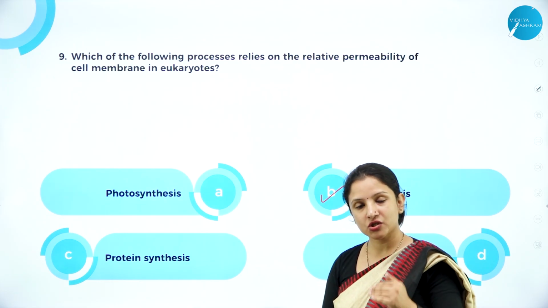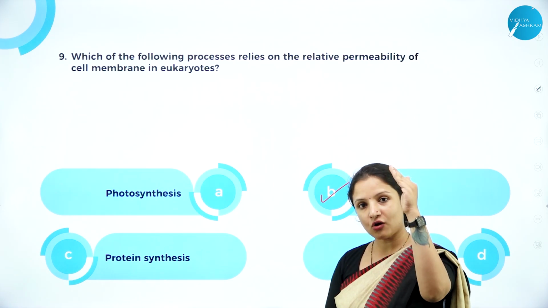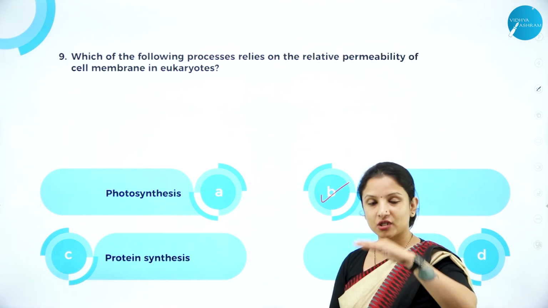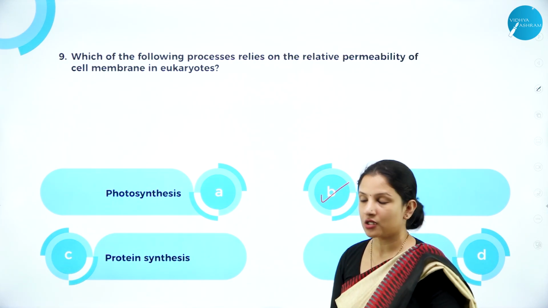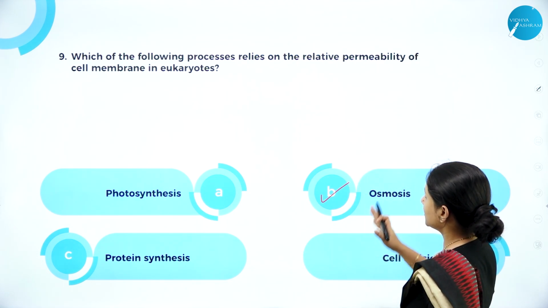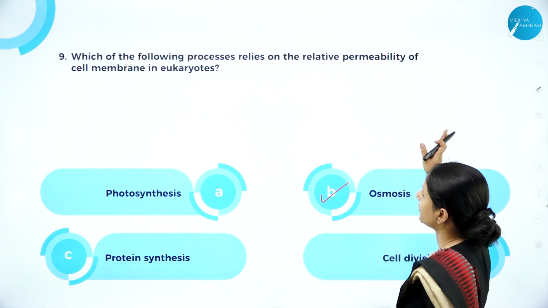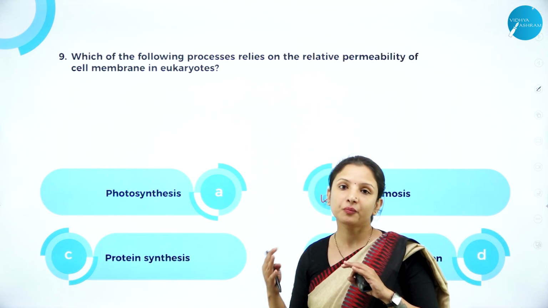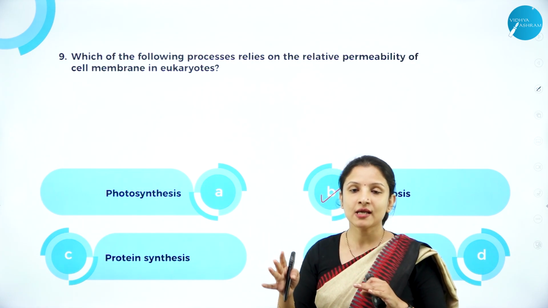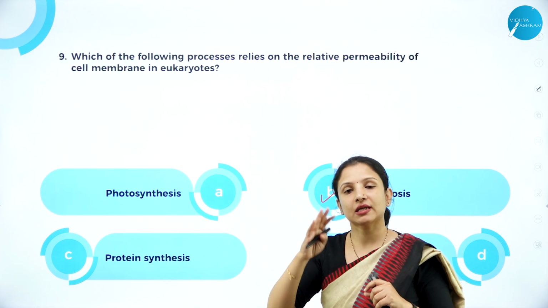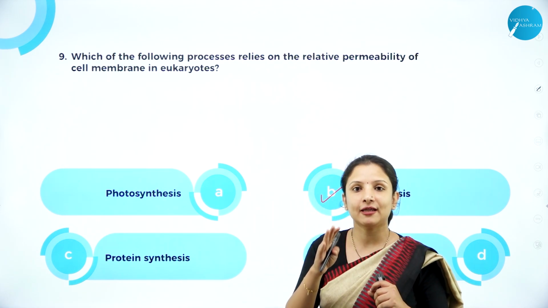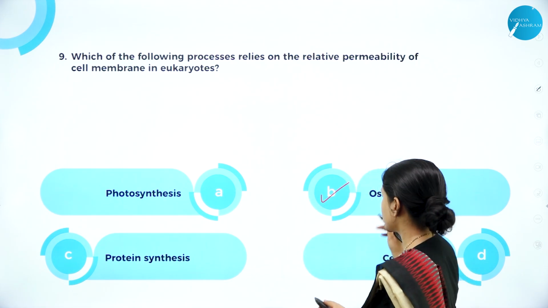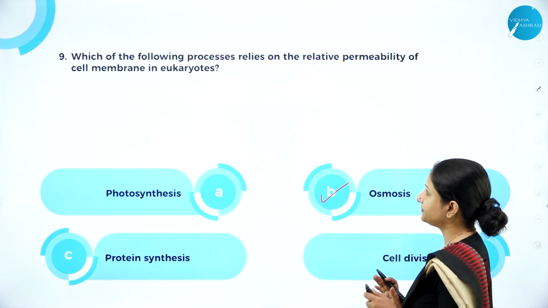Again, it uses energy wherein it moves from a higher concentration to a lower concentration. It is osmosis. When it moves from a lower concentration to higher concentration, it is diffusion. So here, which of the following process relies on the relative permeability of cell membrane in eukaryotes? Here, the permeability of the cell membrane depends on a process called osmosis, wherein it allows the movement of substances into the cell and out of the cell depending on wherever the concentration is low. That is from higher concentration to lower concentration. Osmosis is the right answer here.